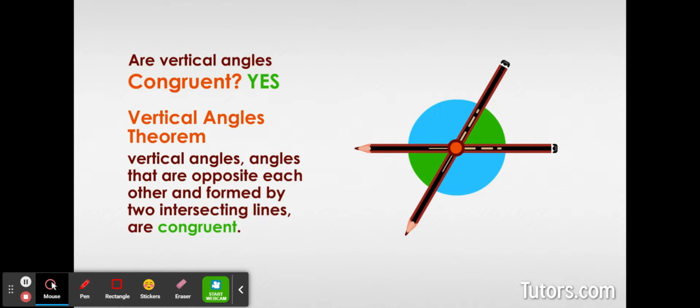Vertical angles, those are absolutely congruent. Remember, those are angles that are opposite each other and formed by intersecting lines, and the angles are congruent. So the green ones or the blue ones.